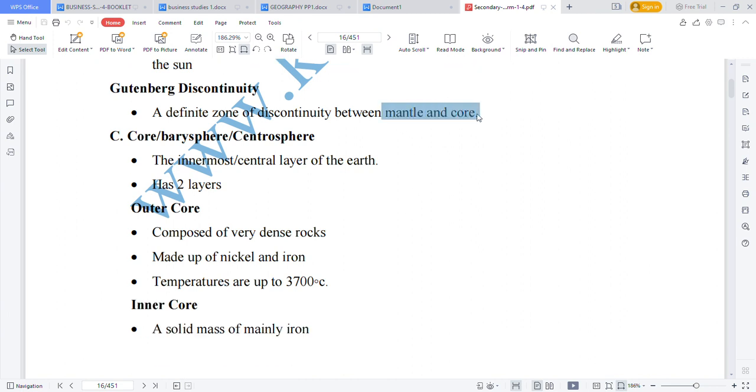In the mantle and the core, as you have seen in the diagram I showed you above. So the Gutenberg discontinuity is a definite zone between the mantle and the core.